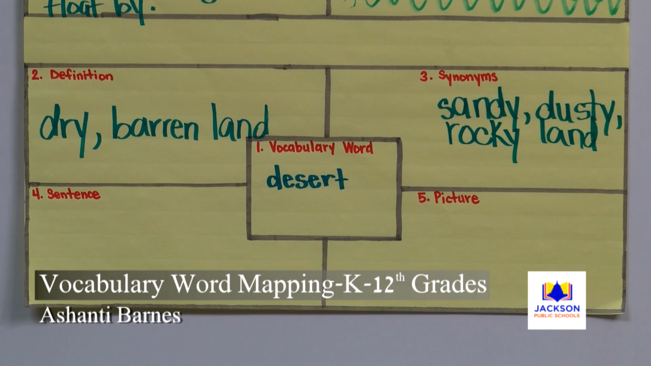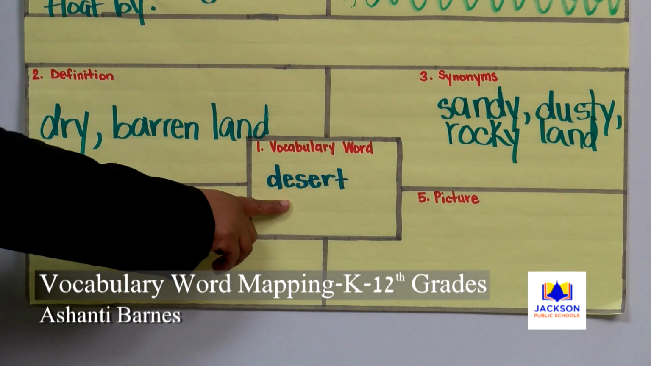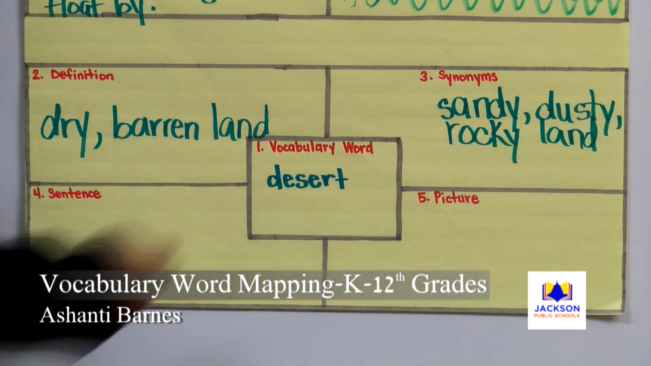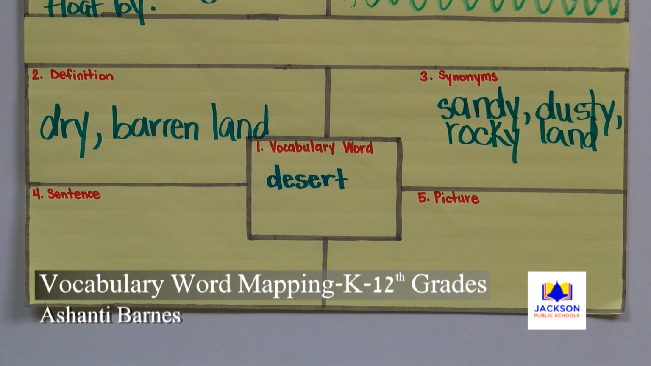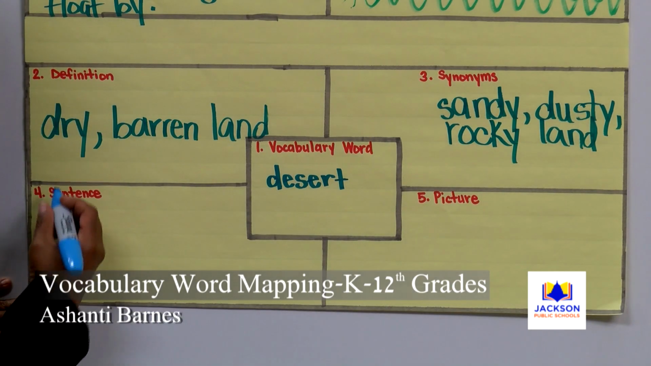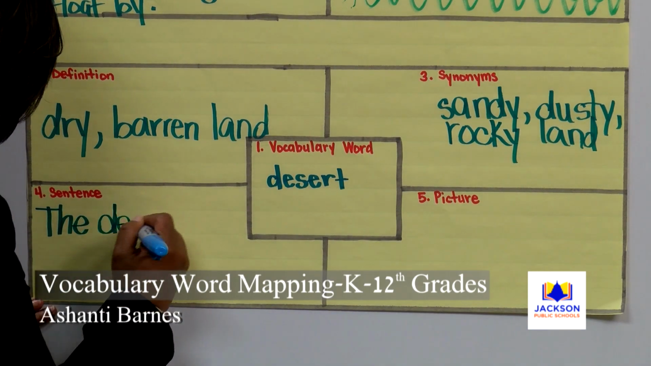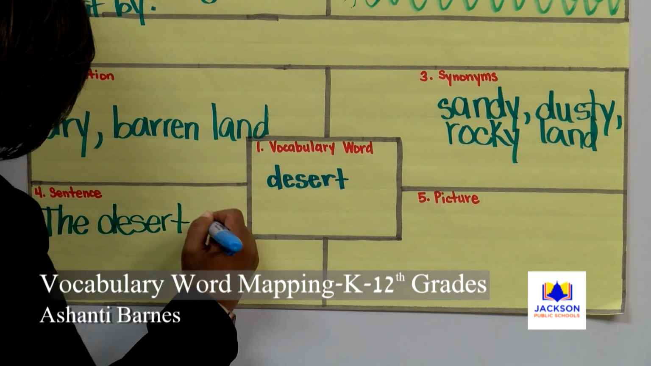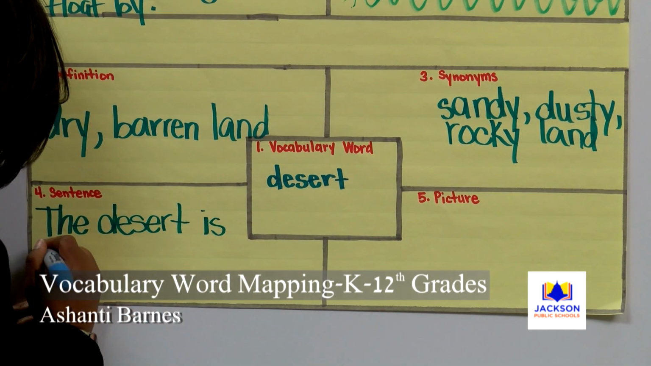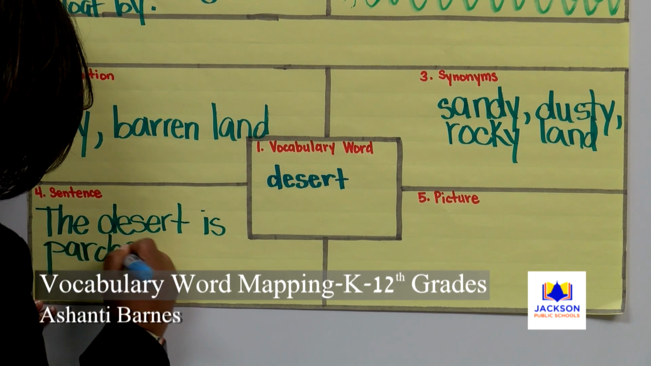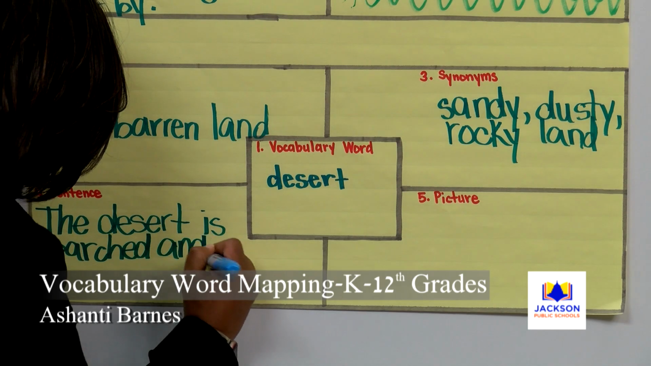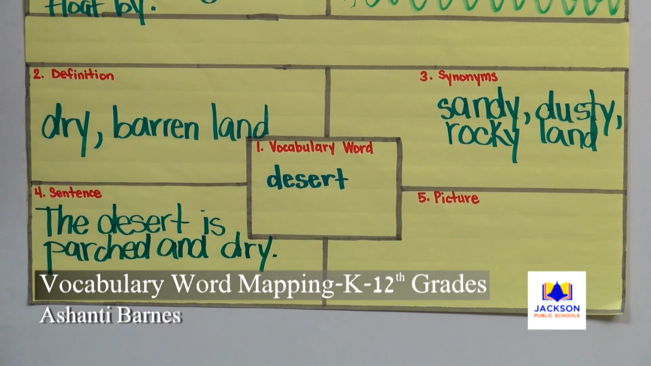So now we have a vocabulary word, its definition, some synonyms. So the next step would be, you got it, come up with a sentence for desert. The desert is parched and dry. The desert is parched and dry.